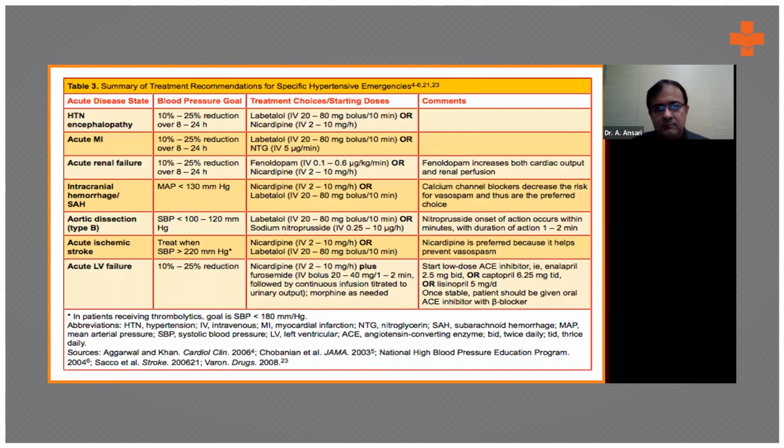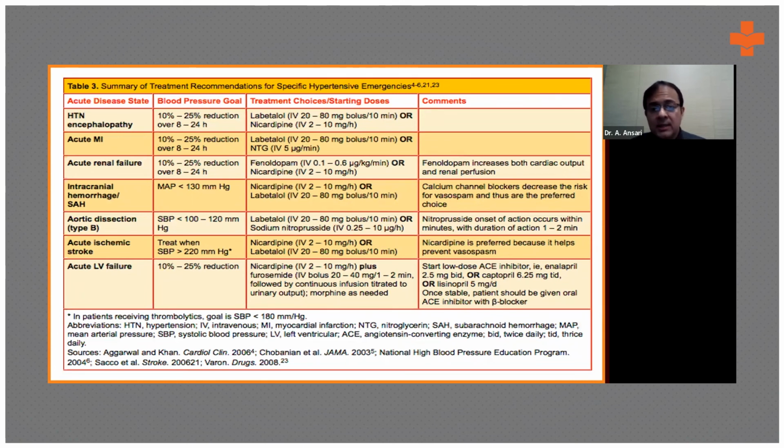You can have a look at this: hypertensive encephalopathy, because nitrates, which are responsible for lowering the blood pressure, are not indicated in encephalopathy because they carry the risk of bleeding. In the case of acute MI, labetalol works well, and NTG also. For acute renal failure, you can have nicardipine. For intracranial hemorrhage or SAH, once again you can have labetalol or nicardipine.